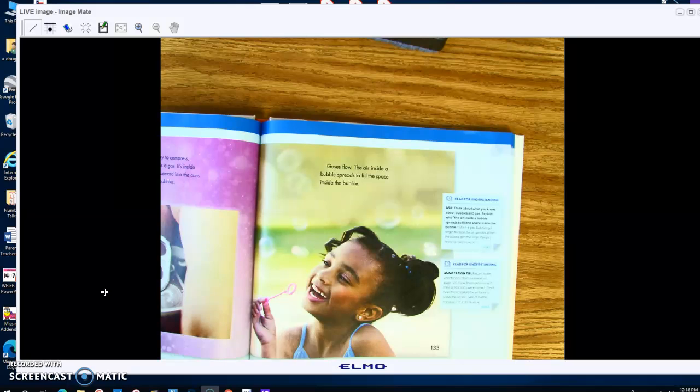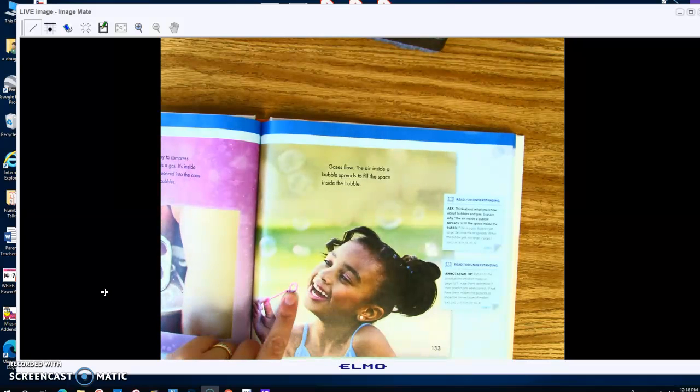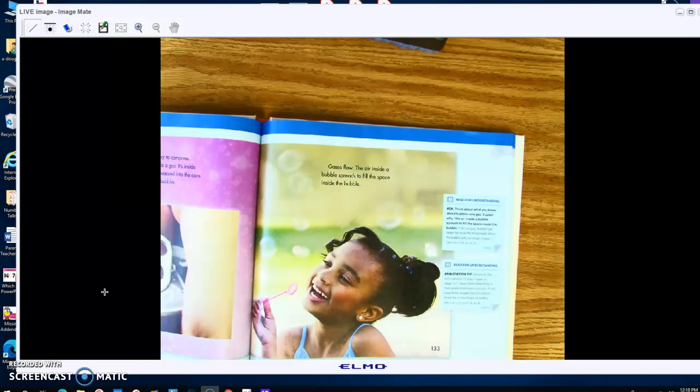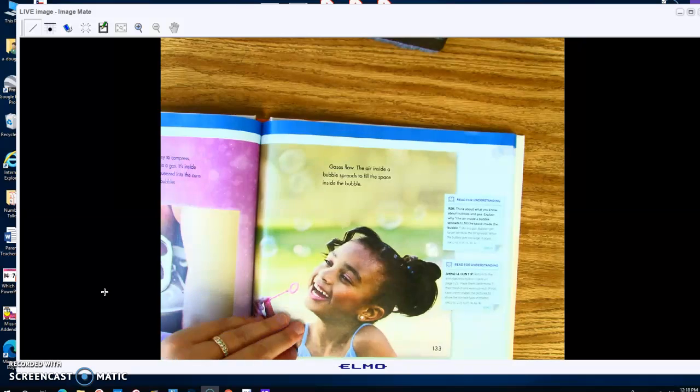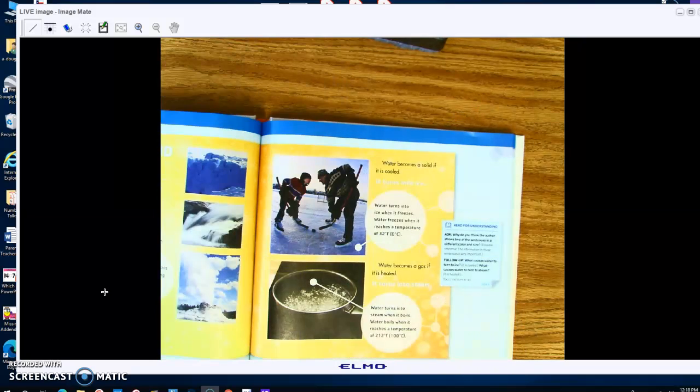Gases flow. The air inside a bubble spreads to fill the space inside the bubble. So think about your bubbles. When you blow into the wand, the air fills the bubbles and it makes a big circle. And that's how it fills up the bubble. The gas fills up the bubble.